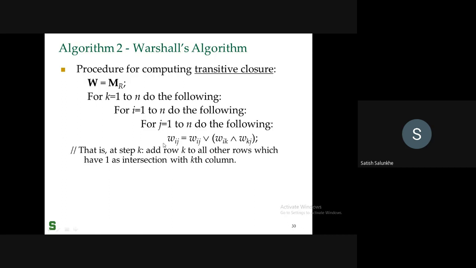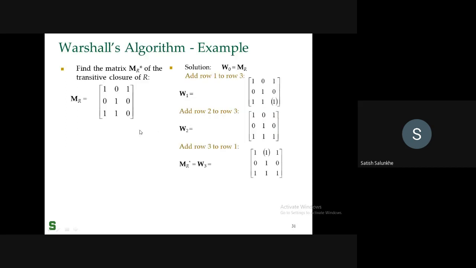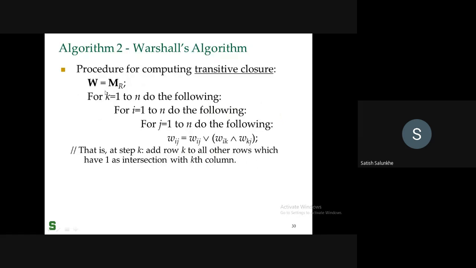So that is, add this step K: add row K to all other rows which have 1 as intersection with the fifth column. So coming to this example, this is your matrix. We have assigned it to W0, and now what we are doing? For K equal to 1 to 1, we follow. So what exactly we are doing for I equal to 1 to n and for j equal to 1 to n means we are talking right now 1 comma 1.